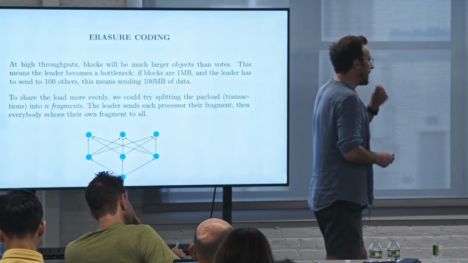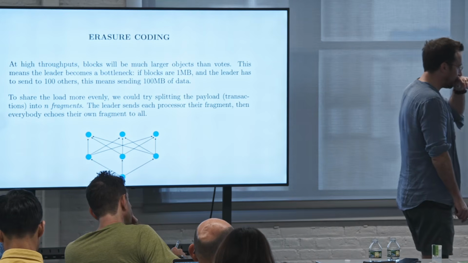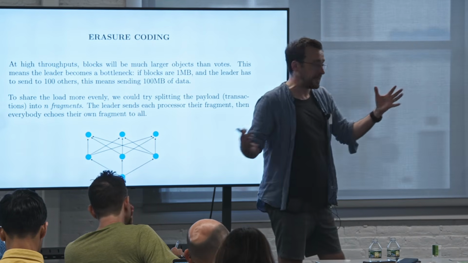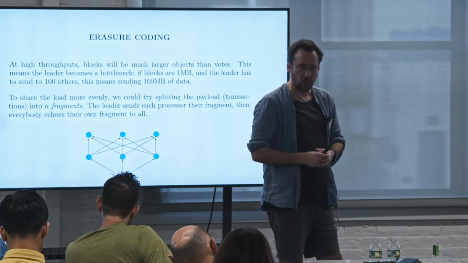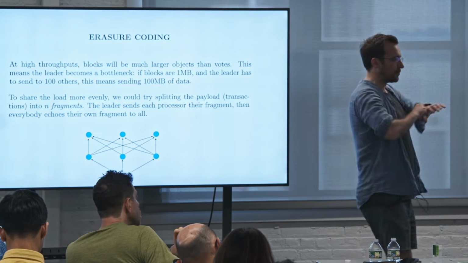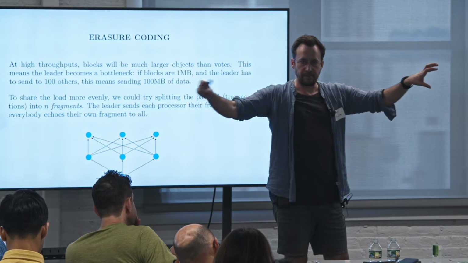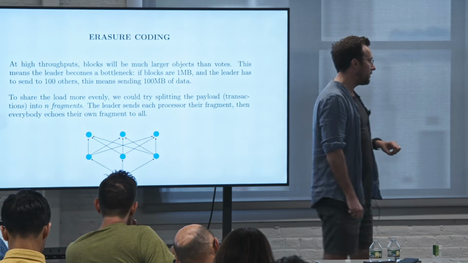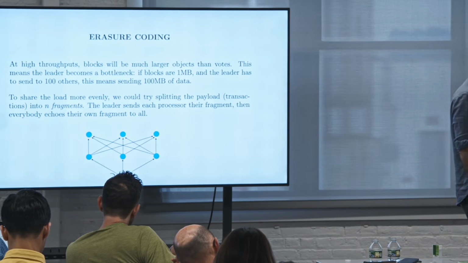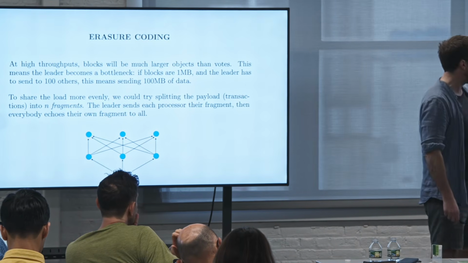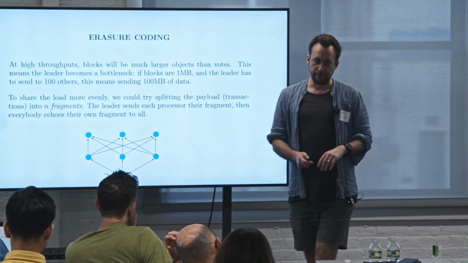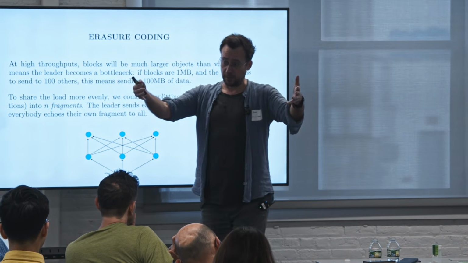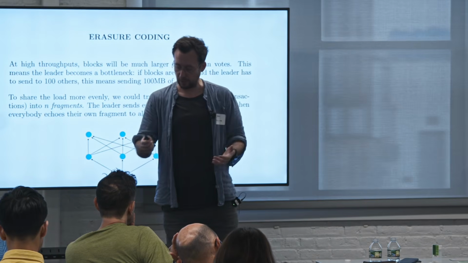So a basic idea is to share the load more evenly. We could try splitting the payload of the block, the transactions, because they're going to make up most of the block, into n fragments, n different pieces. Then the leader might send each processor their fragment, and everybody might echo their own fragments onto everybody else. That way everyone would end up with everybody's fragments, sharing the load between all the processors.